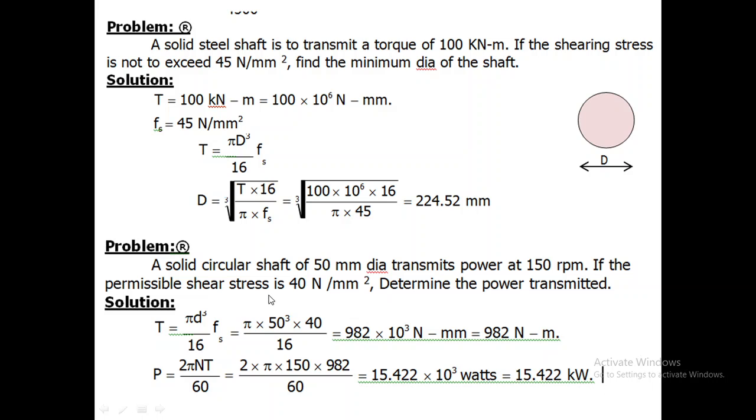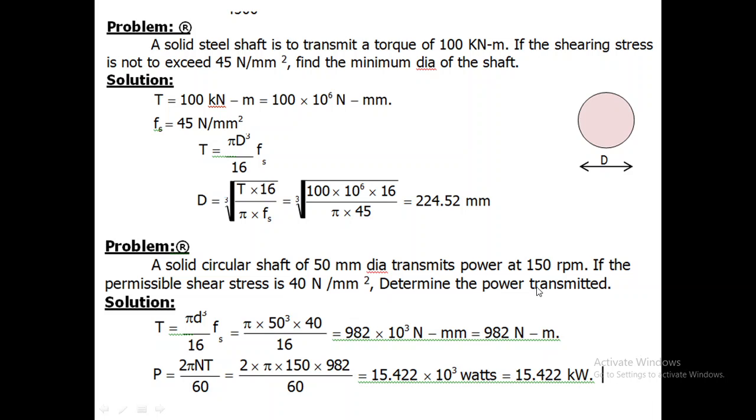Similarly, we have one more problem. Again, a solid circular shaft is there with 50 mm diameter, and it transmits power at 150 rpm. When power is transmitted, the shaft rotates at some speed. So here it is 150 rpm, and the permissible shear stress is given as 40 megapascal or 40 Newton per millimeter square. You will determine the power transmitted.